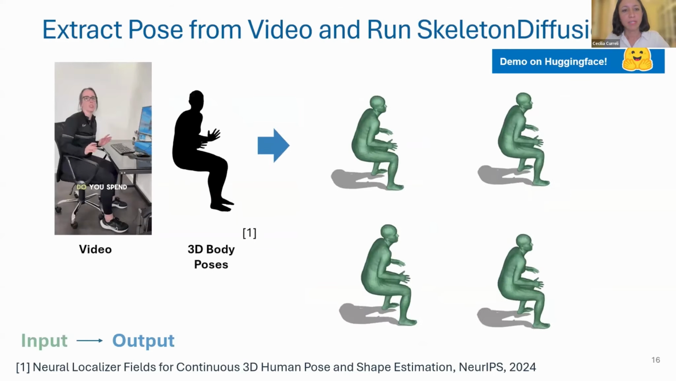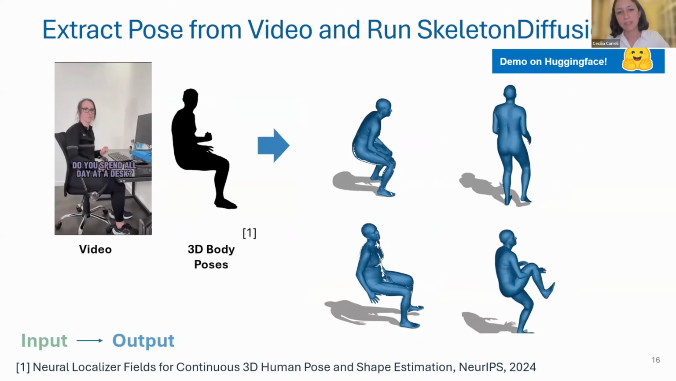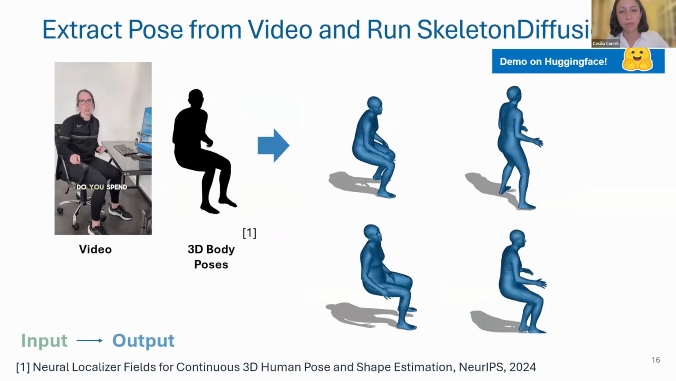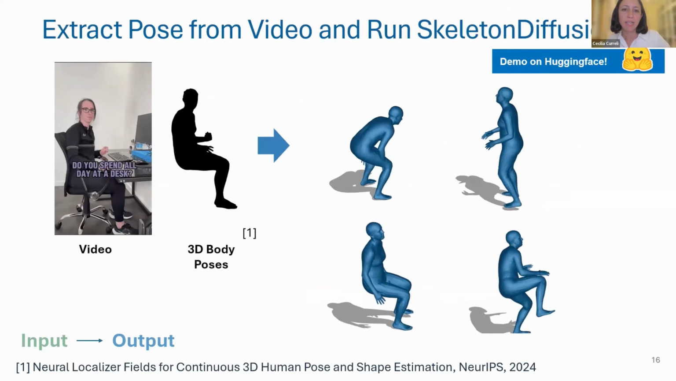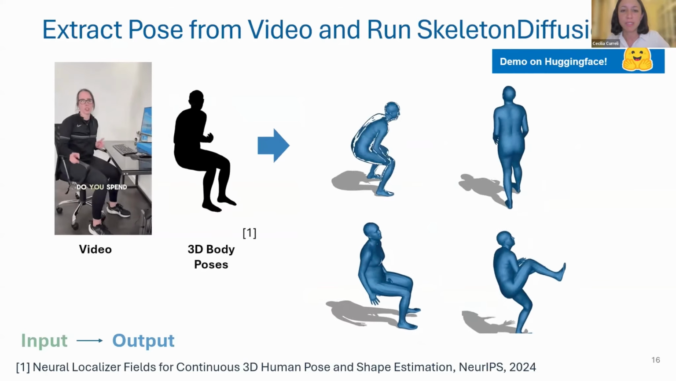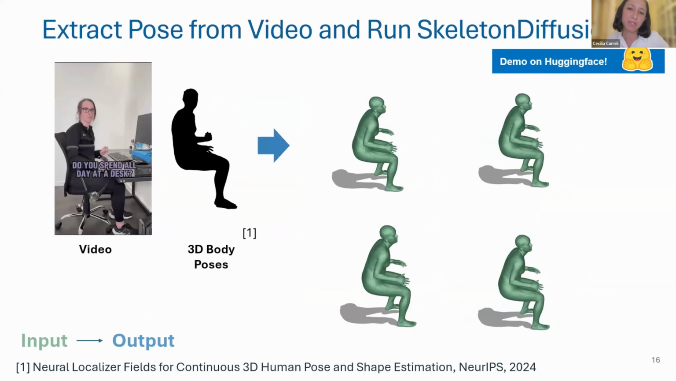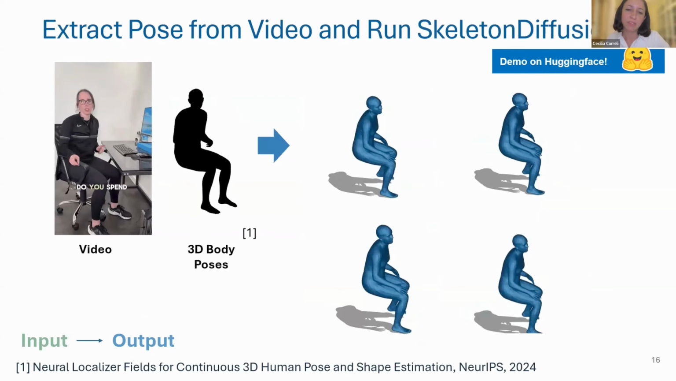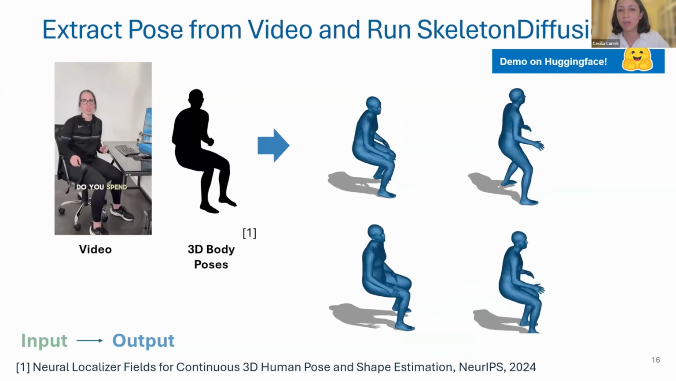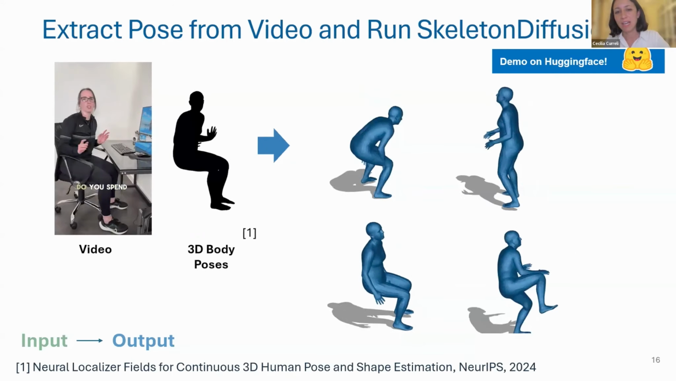Yes, and from this video, you can extract a pose with another model, for example this model from NeurIPS last year. And then with Skeleton Diffusion, you can generate different poses. You see on the right the different futures. If you look at the one on the top left, we see it just rising from the chair, or on the top right, it is standing up.